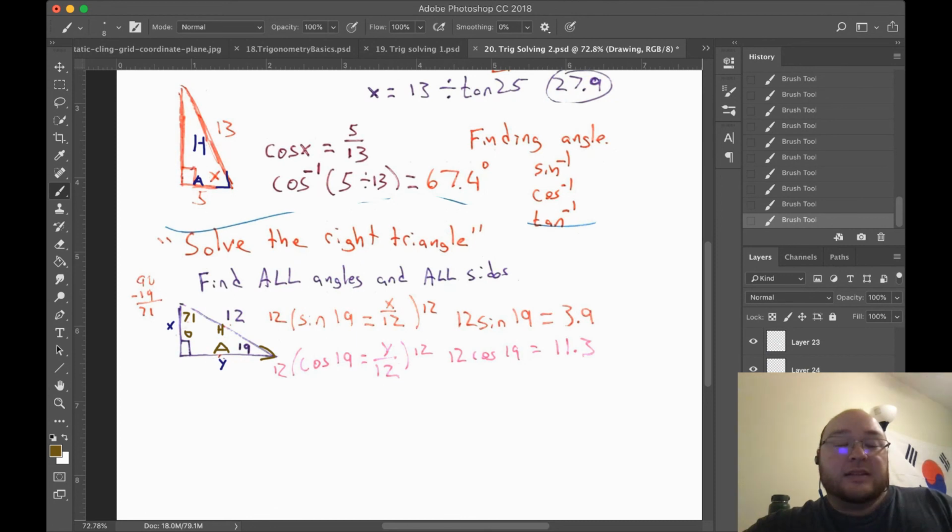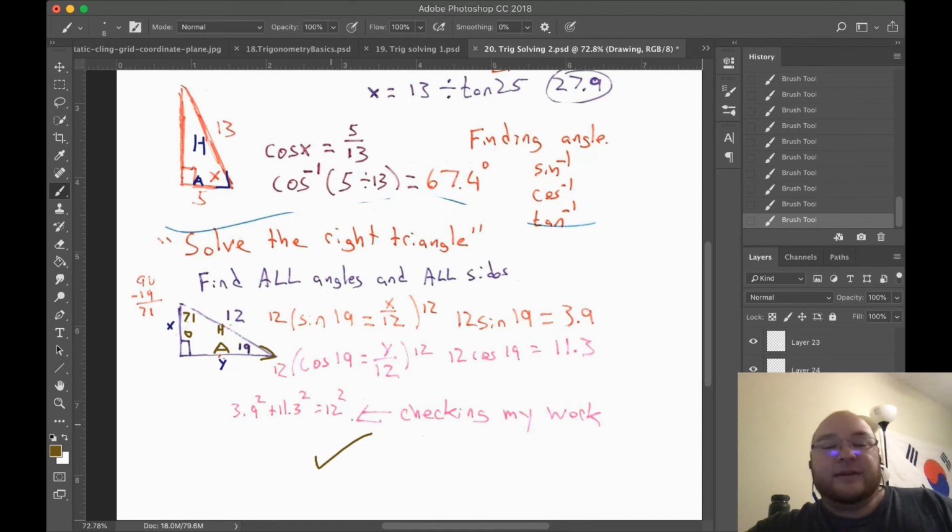Now, the last thing you can do, if you really wanted to, is double check your work. We know this is a right triangle, and in the right triangle, we know the Pythagorean theorem works. A squared plus b squared equals c squared. So I think A is 3.9, B is 11.3, and you were already given that C is 12. So you could always just do 3.9 squared plus 11.3 squared equals 12 squared. The answer is yes, basically. I mean, there's a bit of rounding that you'll have to do, but that's it.